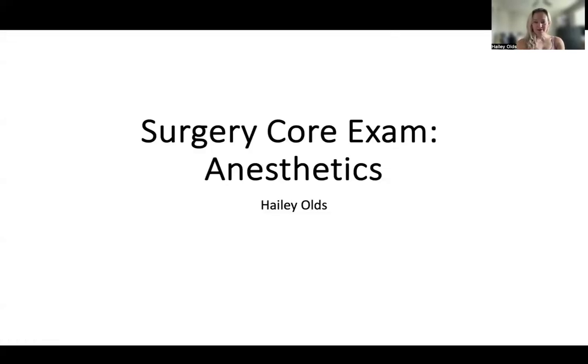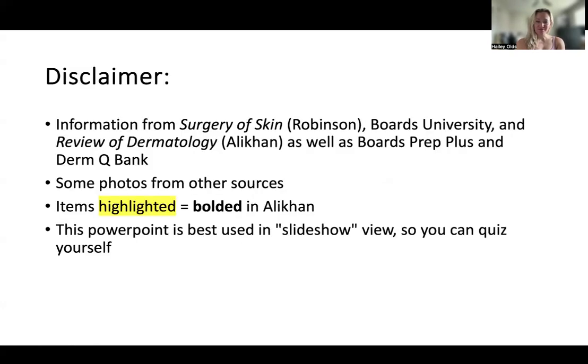Okay, let's talk about some surgical dermatology. This is going to be similar to my other things. It's all question based, and things that are highlighted were bolded in the Ollie context book, so are probably higher yield. And feel free to pause it, speed it up, whatever you want.